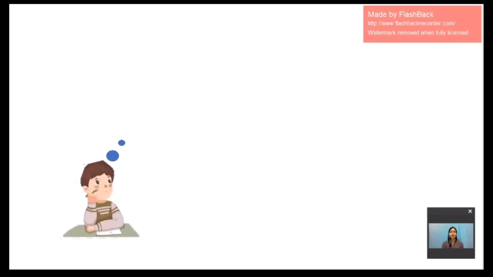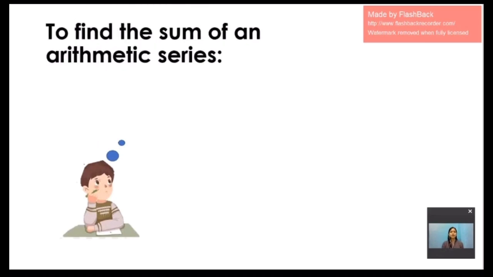At dahil sa kwento ni Carl, nagkaroon tayo ng formula in finding the sum of the arithmetic series. So to find the sum of an arithmetic series, we have this formula. S sub n is equal to n over 2 times the quantity of 2 times a sub 1 plus the quantity of n minus 1 times d.